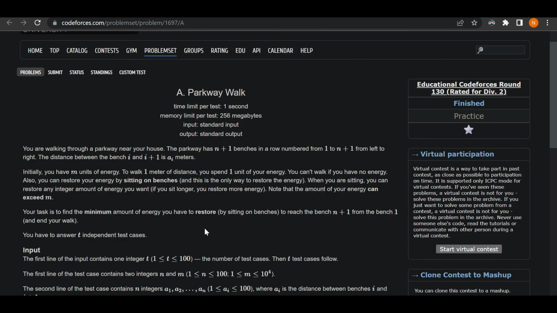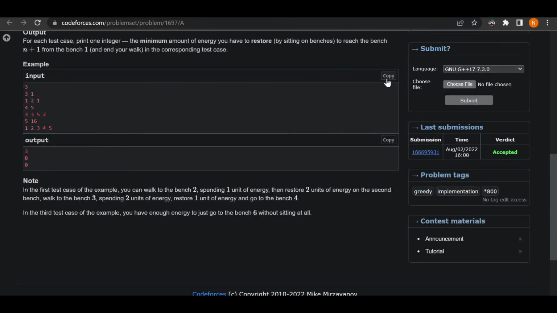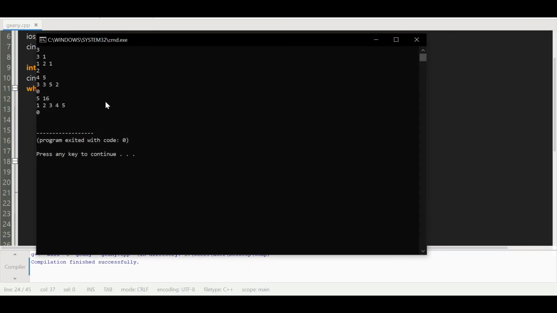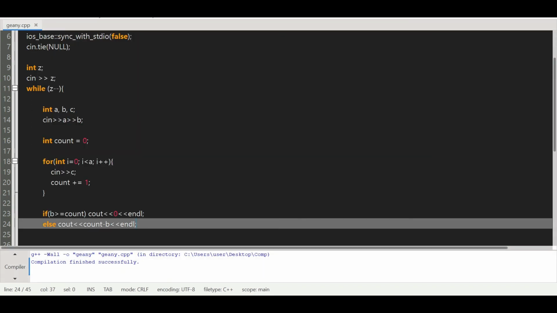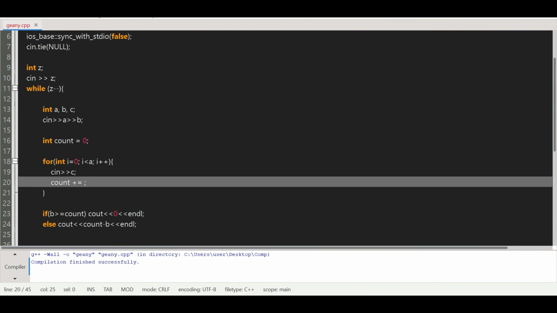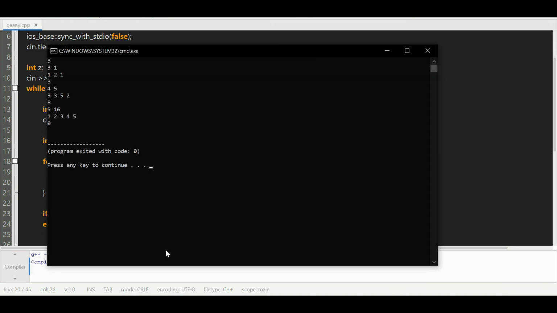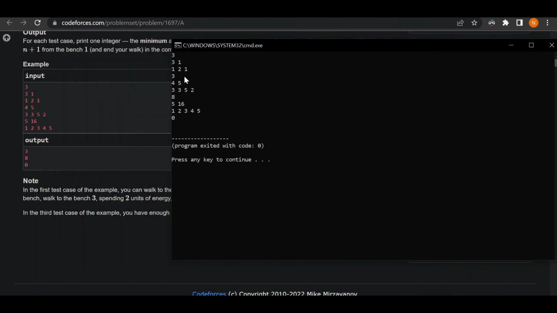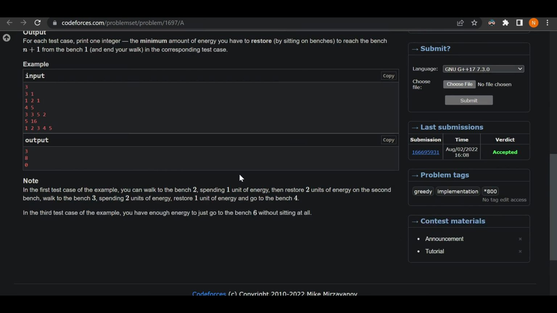Let's copy the inputs and let's check them. Seems like we got some error here. Let's see. Count minus, oh, it's not actually plus equal to 1, it should be plus equal to c actually, because you have to count the energy levels of different seats. So yeah, there you go. Let's compare the answers. 3, 8 and 0, and that's right.